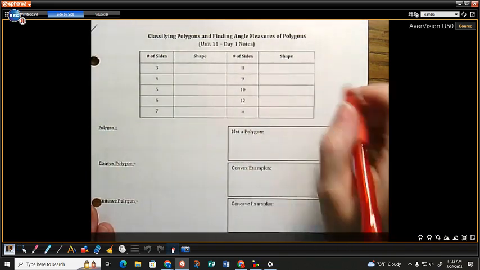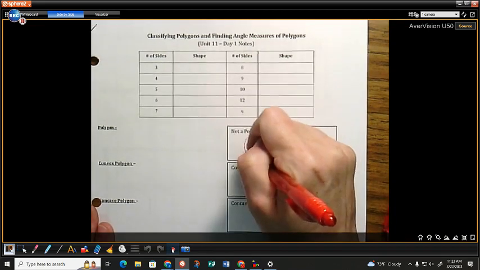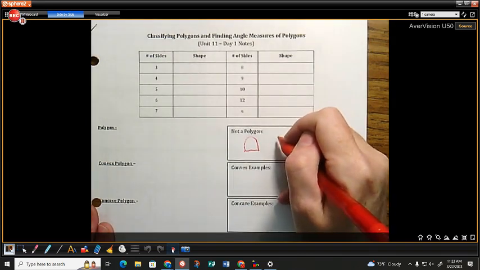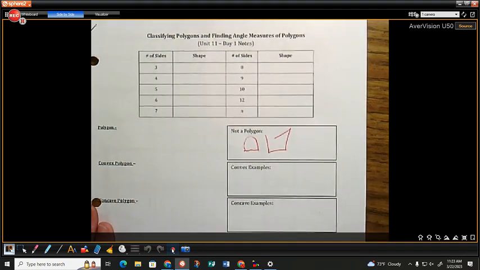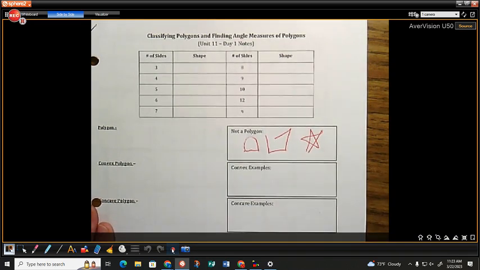Oh, so this could be a polygon then, because it's got a straight line in it. No. Like, all straight lines connected. All straight lines? There, that's all straight lines. Connected? Yeah, I guess. Yes, technically. I mean, that could be. No. Nope, it's self-intersecting.